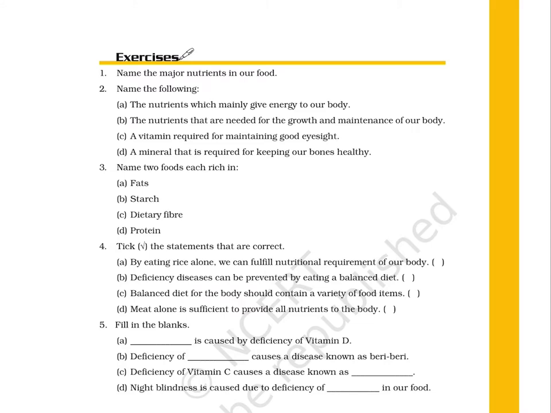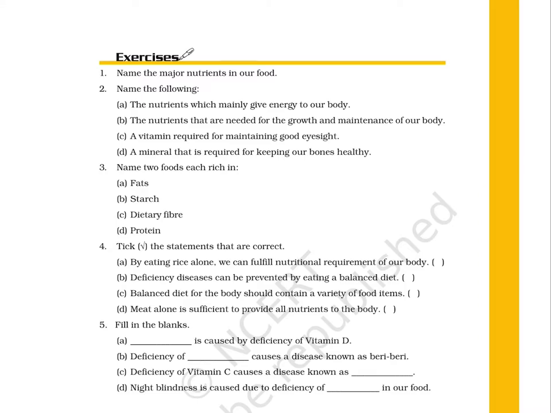4. Tick the statements that are correct. A. By eating rice alone, we can fulfill nutritional requirement of our body. B. Deficiency diseases can be prevented by eating a balanced diet. C. Balanced diet for the body should contain a variety of food items. D. Meat alone is sufficient to provide all nutrients to the body.